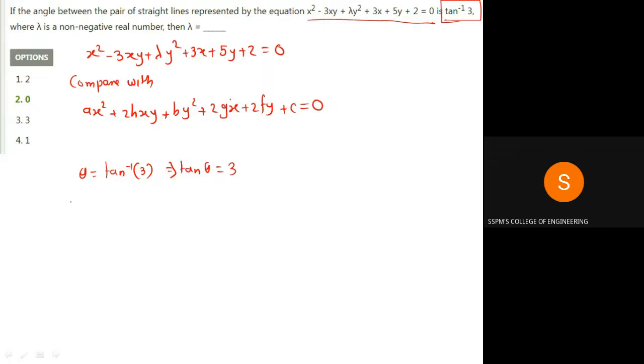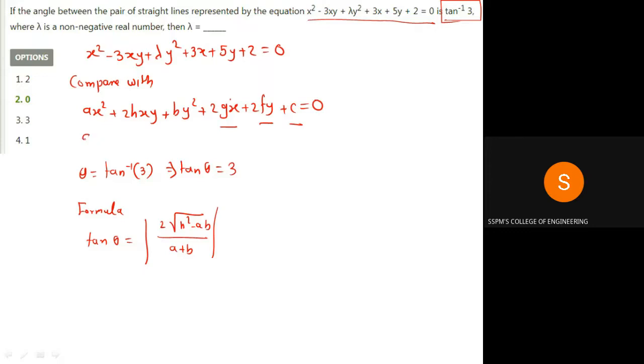And what is our formula to find the tangent of theta? It is tan theta is equal to modulus of 2 root h square minus ab divided by a plus b. Okay, this is the formula. If you see this formula, we only need the values of A, B and H. So we are not going to find the values of G, F and C. Only we will write the values of a, h and b.